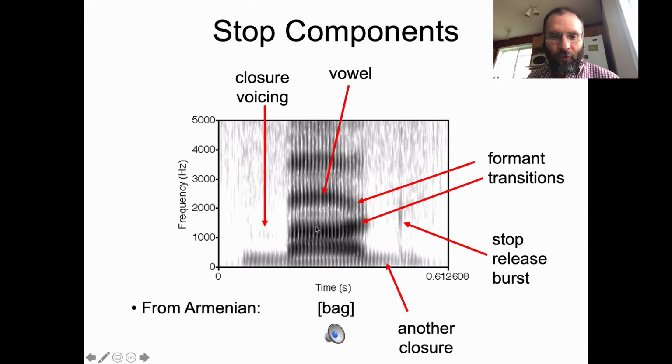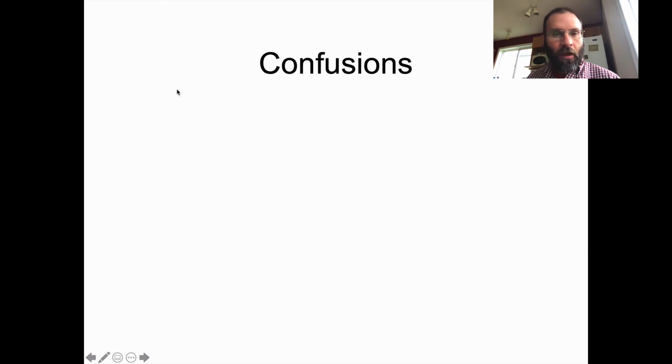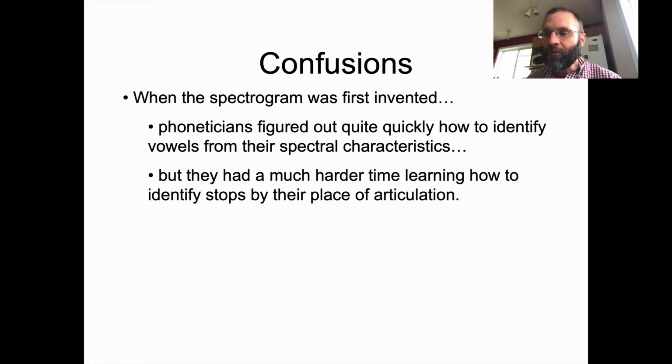Okay, so that's what we can see in a spectrogram. And again, just to remind you, when we talk about formant transitions, what we're talking about are these changes in the frequency of formants as we go through some speech articulation. One of the reasons why I'm talking about this is because this was a bit of a surprising finding in the history of phonetics that formant transitions were such an important cue in speech to listeners. So when the spectrogram was first invented, like I said, in World War II, and then after that, people started playing around with it in the late 40s and early 50s, it was relatively easy to figure out how to identify vowels from their spectral characteristics.